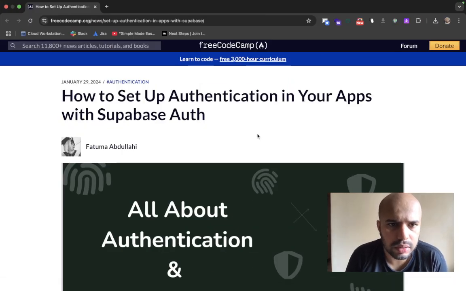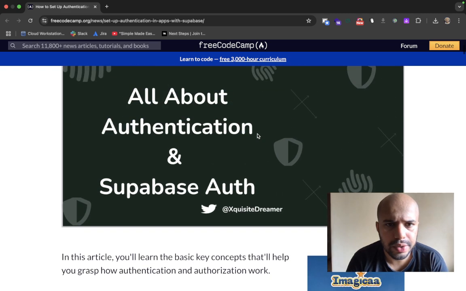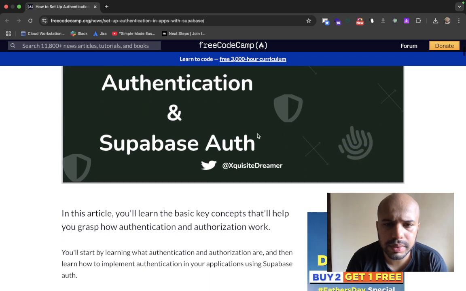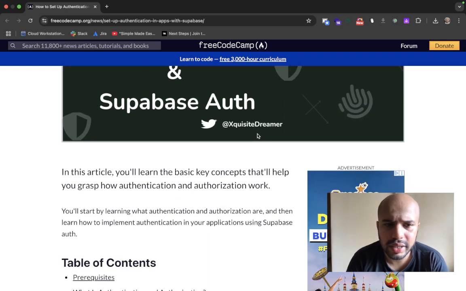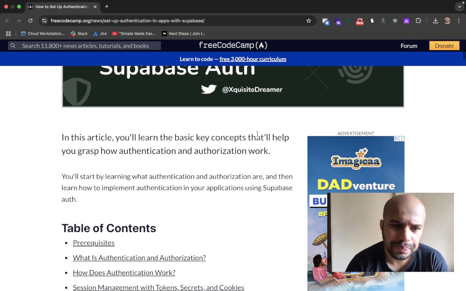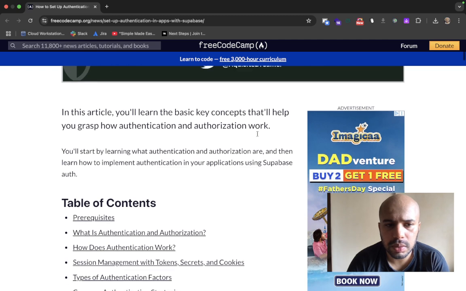Today, I will be talking about how to set up authentication in your apps with Supabase Auth. It's by Fatuma Abdullah. We have all about authentication and Supabase Auth. In this article, you will learn the basic key concepts that help you grasp how authentication and authorization work. We'll start by learning what authentication and authorization are, then learn how to implement authentication in your application using Supabase.